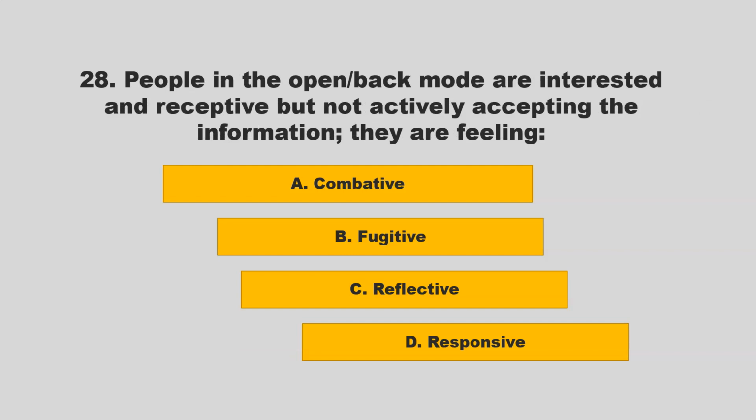People in the open back mode are interested and receptive, but not actively accepting the information. They are feeling combative, fugitive, reflective, responsive. If you chose C, reflective, you are correct.